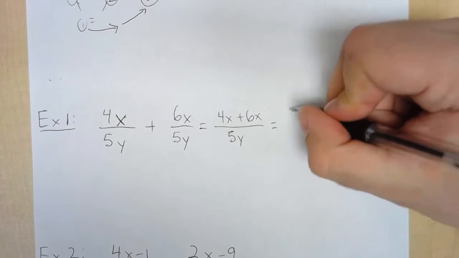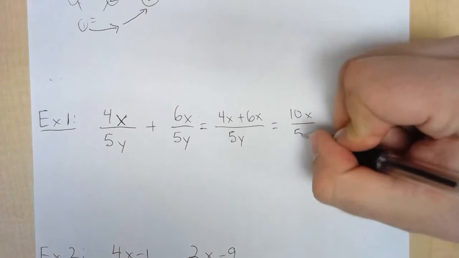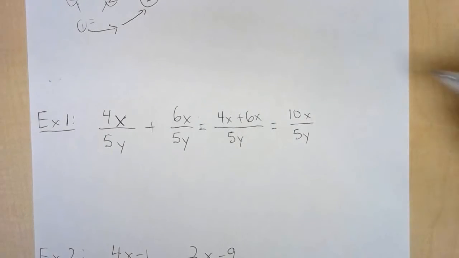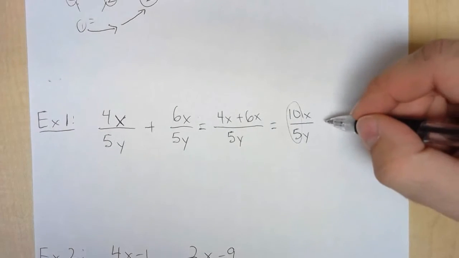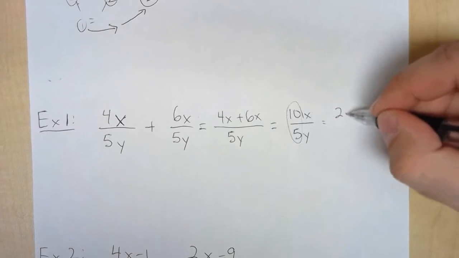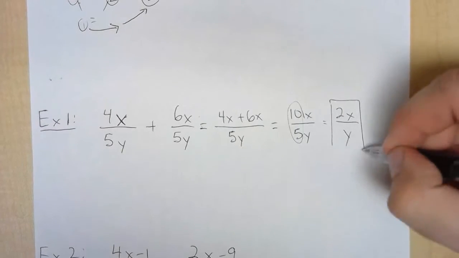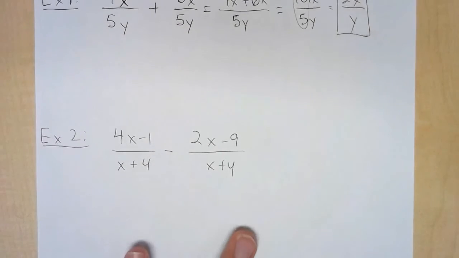So 4x plus 6x is 10x's divided by 5y. We got one more step for simplification. 10 divided by 5 is going to equal 2, which is going to remain in the top, so we're going to get 2x over y. And that's our final answer.